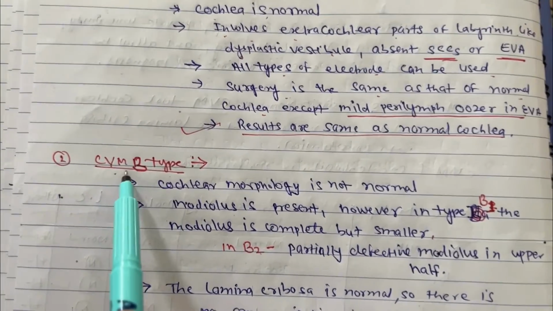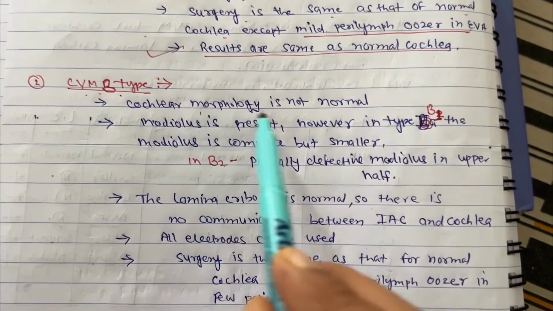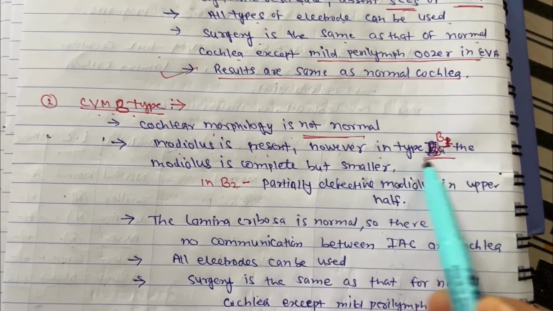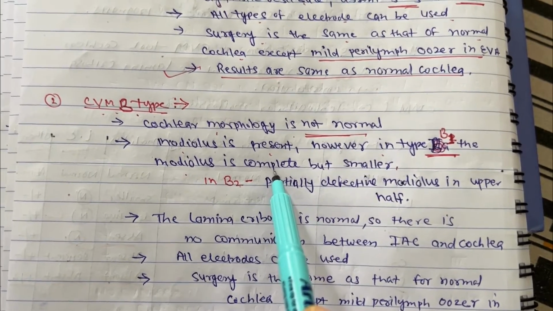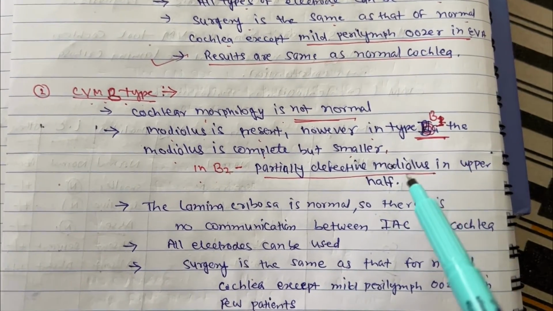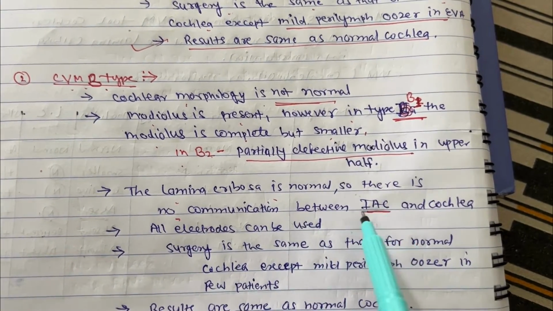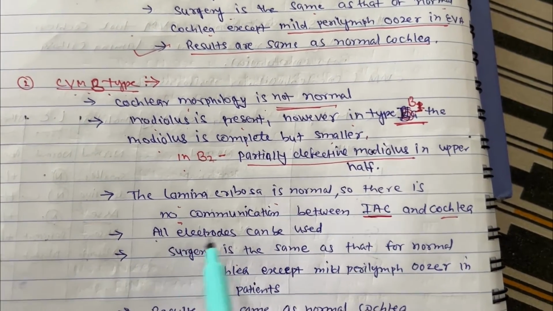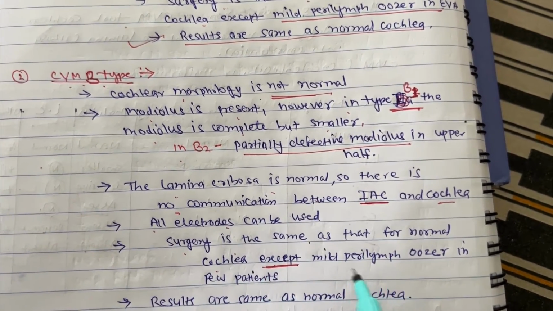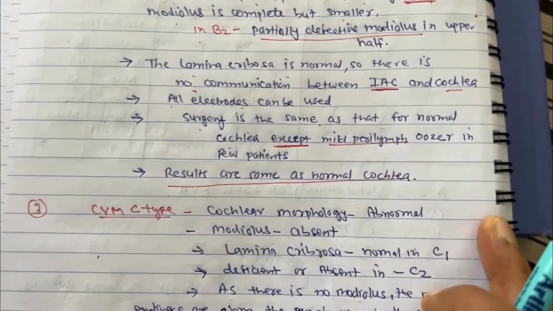Now, cochleovestibular malformation type B, according to SMS classification, the cochlear morphology is not normal in this. Modiolus is present, however, in B1 the modiolus is complete but smaller. In B2, the modiolus is partially defective, in the upper half of the cochlea. The lamina cribrosa is normal, so there is no communication between the internal auditory canal and cochlea. All electrodes can be used. Surgery is the same as that for a normal cochlea, except mild perilymph oozing can be seen. Results are the same as normal cochlea.